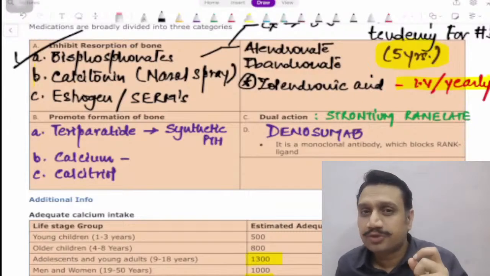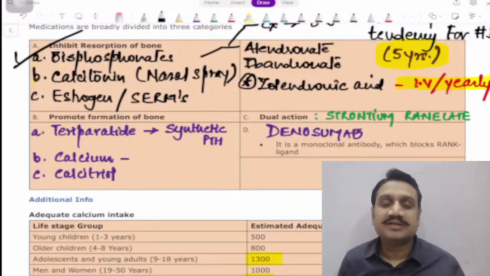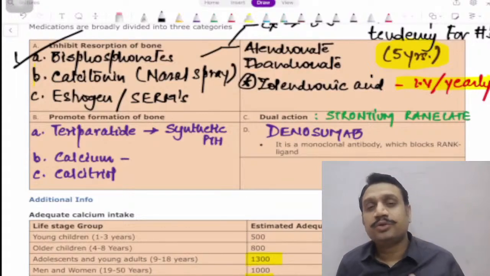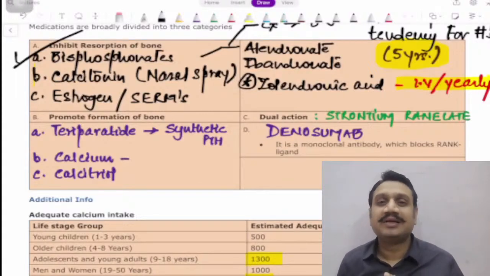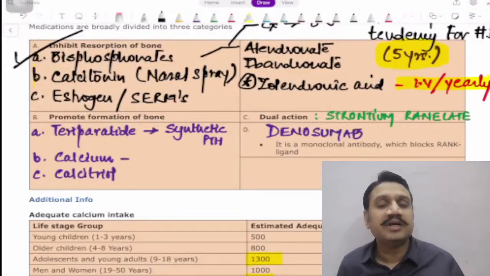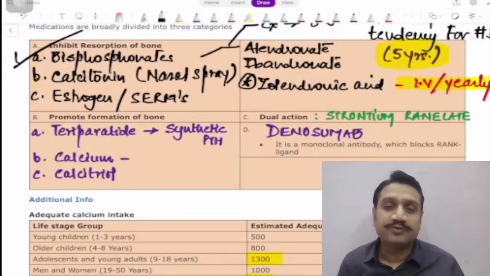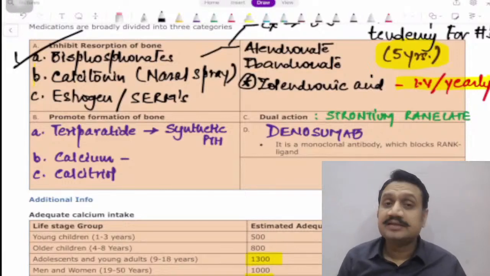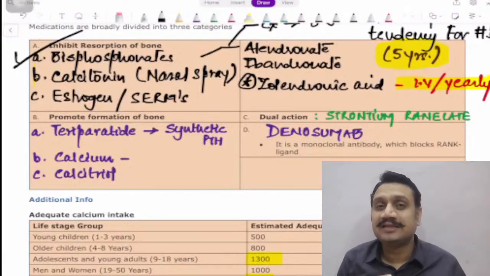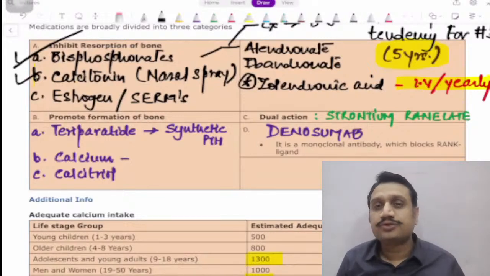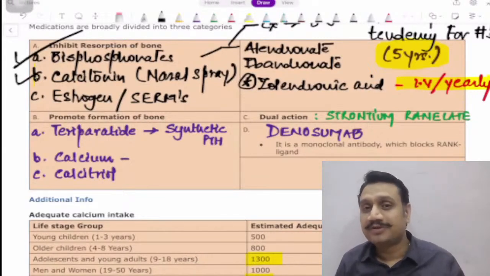But bisphosphonates, you remember, they come with a complication that they may increase the chances of fractures, right? Osteonecrosis of the jaw can also happen, but that usually happens only in those individuals who are taking some dental treatment while taking bisphosphonates. Second drug here, decreasing the resorption of the bone, that is decreasing the clastic activity, is calcitonin. Then estrogen and SERMs are also there, the hormonal preparations we have.